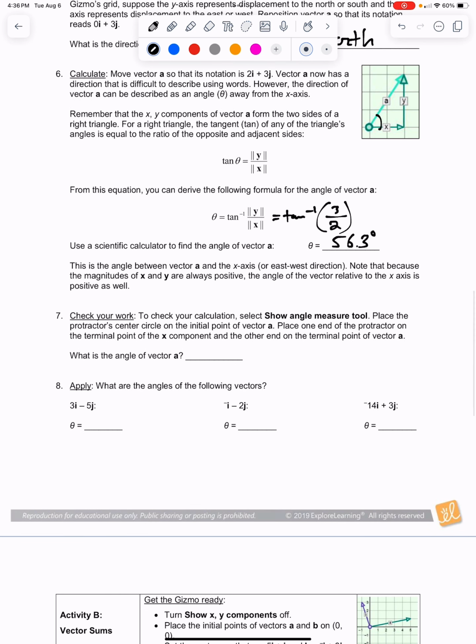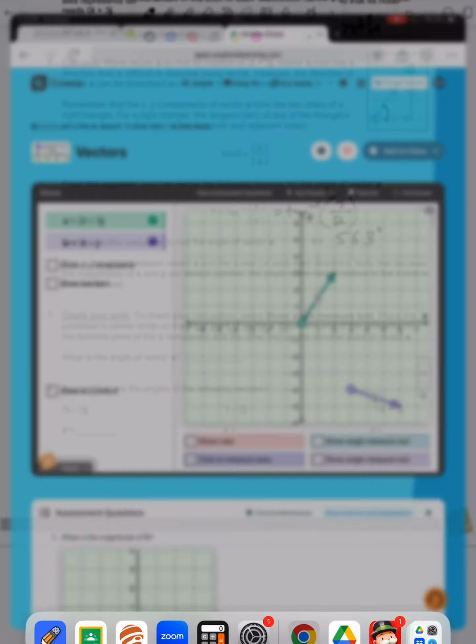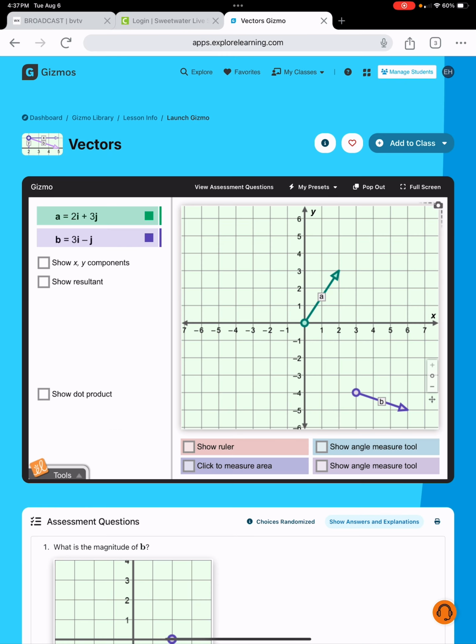Part 7. To check your calculations, select Show Angle Measure Tool. Place the protractor center circle on the initial point of vector A. Place one end of the protractor on the terminal point and the other end on the terminal point of A. What is the angle of vector A? Let's see here. So I want to show Measure Angle Tool.